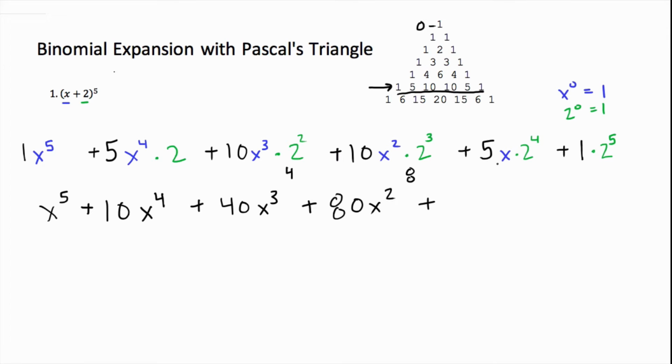The next term, we have 5 times x times 2 to the 4th. 2 to the 4th is 16. And this 5 times this 16 would be 80. And then we have the x left over. Plus, we have 1 times 2 to the 5th. 2 to the 5th is 32. 1 times 32 is just 32. And that is our binomial expansion. Let's go on to the next problem.